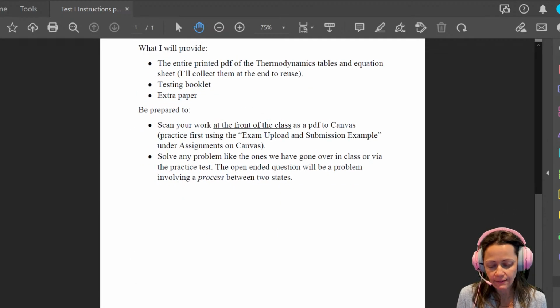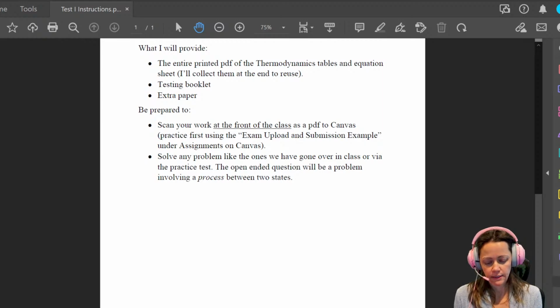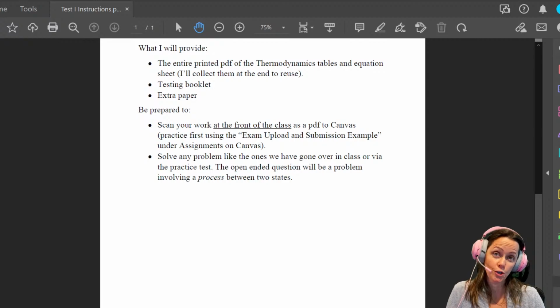If you haven't, make sure that you scan your work to a PDF. I would practice using that exam upload and submission example, just to make sure it all works okay. If I've got 1 or 2 people that have trouble, that's no big deal and I can handle that, but trying to handle 40 uploads myself is going to be very cumbersome. That's why I'm asking you to please do that. You'll hand me your hard copy, but you'll also scan your work up to the Exam 1 placeholder, I guess.